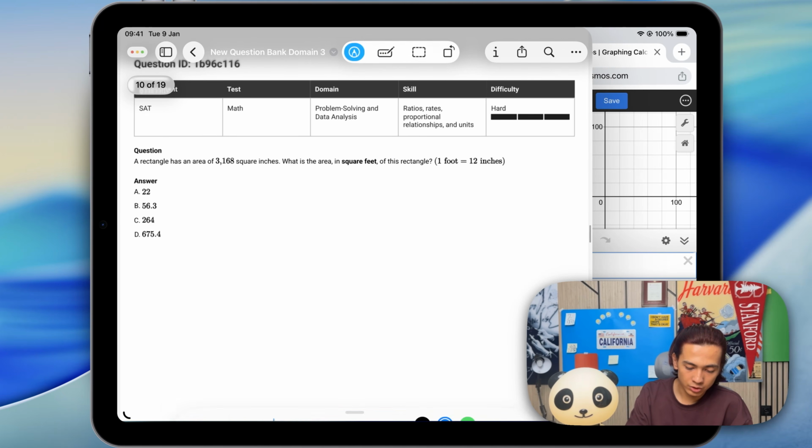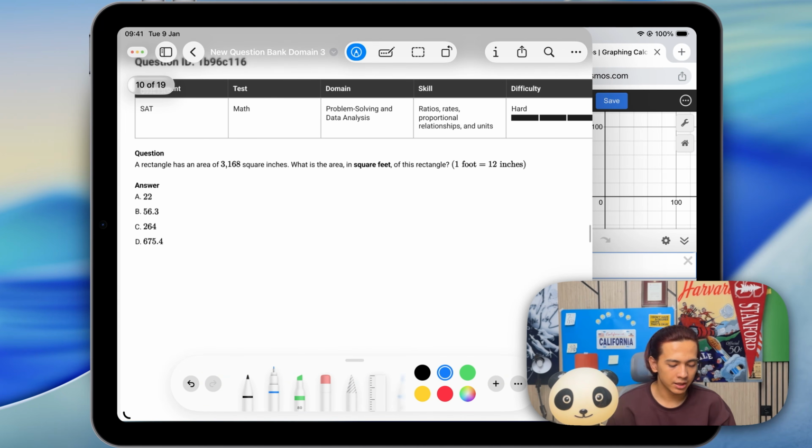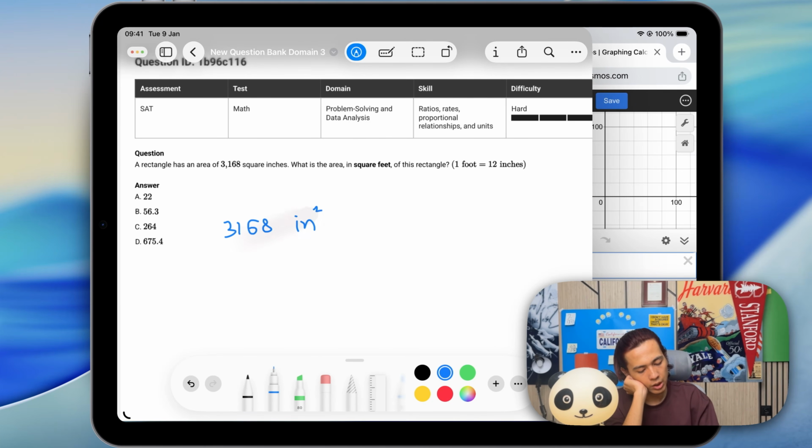Moving on to the next question. A rectangle has an area of this many square inches. What is the area in square feet of this rectangle? So the area of this rectangle is given in square inches, right? But then you want to convert it to square feet, right? So 3168 inches squared. Whenever I'm asked to convert, I always multiply this value by 1. Does it change anything? No, right? Exactly. It doesn't change anything.